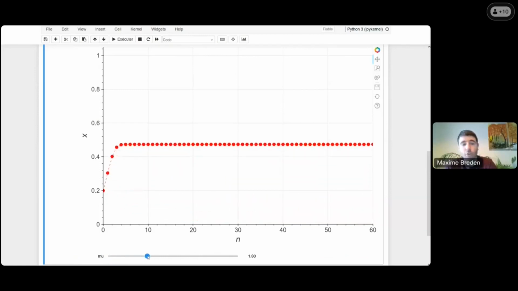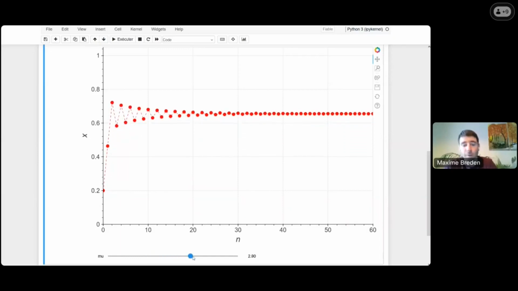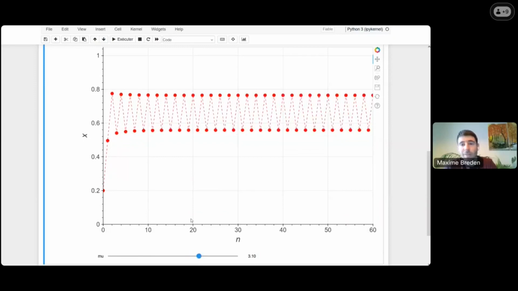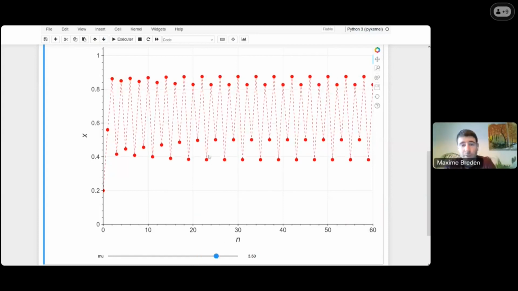So at first, when you change mu, the sequence still converges, it just converges to something else. And this is still easy, you could still prove it by hand very easily. But then when you keep increasing the parameter, the dynamics starts becoming more interesting. At first you see this behavior where apparently the sequence oscillates between two different values. So this apparently is a period 2 orbit for the system. And when you keep increasing the parameter, then you apparently see a period 4 orbit.